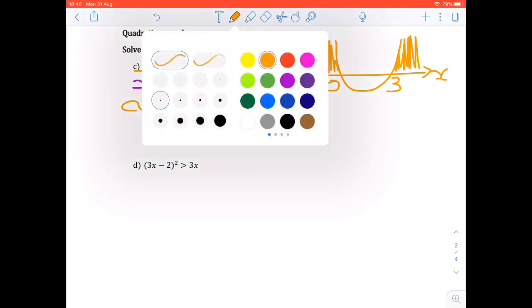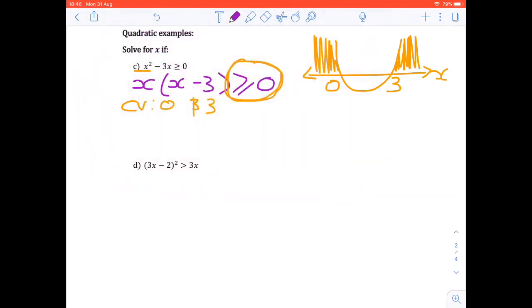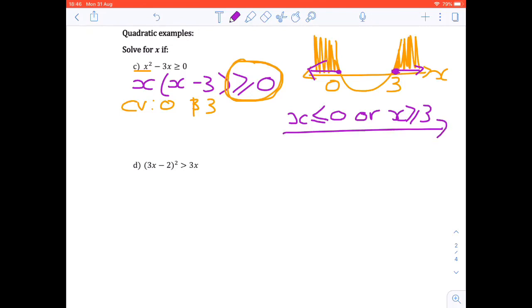So now we can write that as our answer. So we interpret our diagram. So x is less than or equal to 0, or x is greater than or equal to 3, which is what we've shown in our diagram. It's from there all the way into infinity, and from there all the way into negative infinity. Okay, so that's how we do these questions. So that's your final answer.